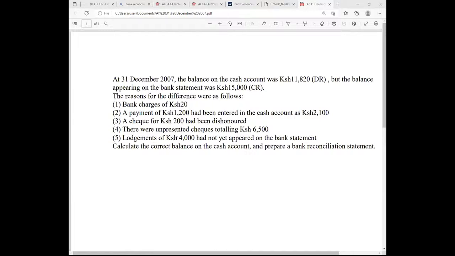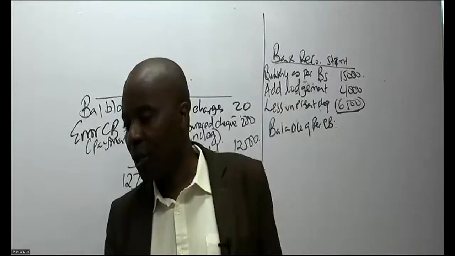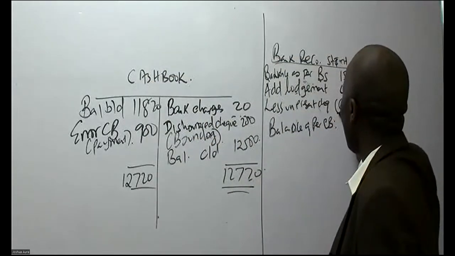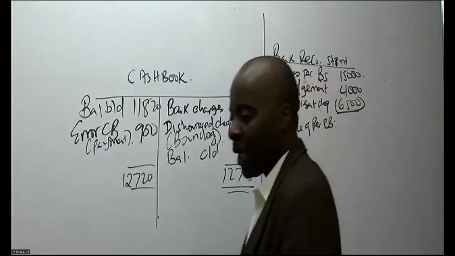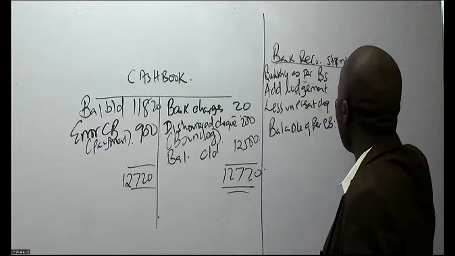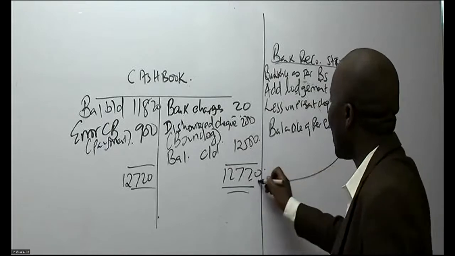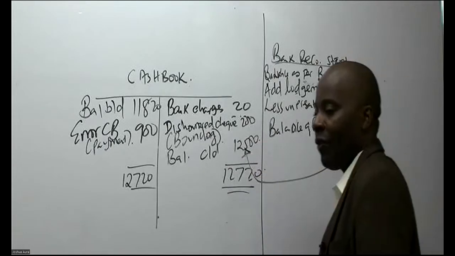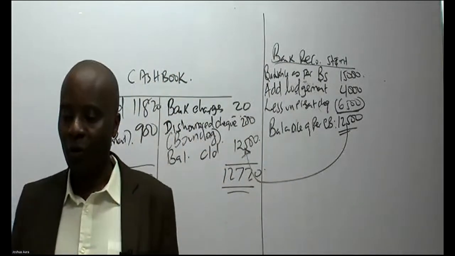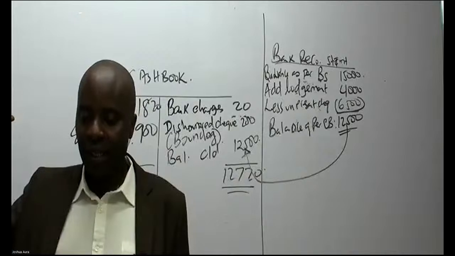as per cash book. Balance as per cash book. So you're taking this 15,000, you add 4,000 minus 6,500. What figure are we getting? 12,500. So are you seeing some kind of a reconciliation? Are you seeing some kind of an agreement? 12,500. Is that okay? Yes.